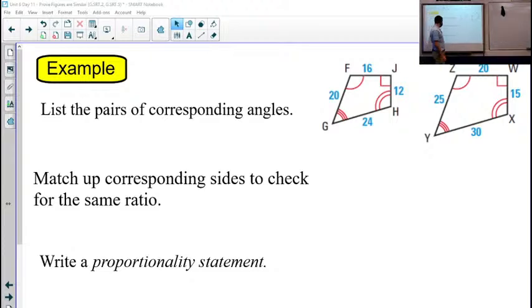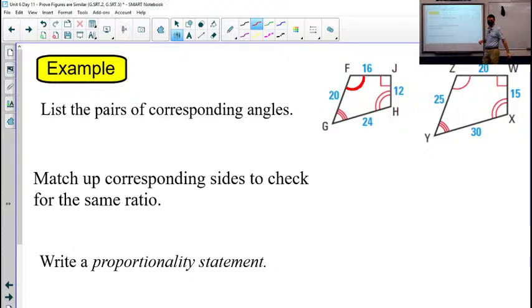All right, let's start by matching up our angles. And we're going to match up our angles by where the matching tick marks are. So I'll start with the ones with one tick mark. One tick mark is going to be angle F. Angle F has one tick mark on it. And we're going to match that up with the angle in the other shape that has one tick mark on it, which is angle Z. So we have angle F congruent to angle Z.